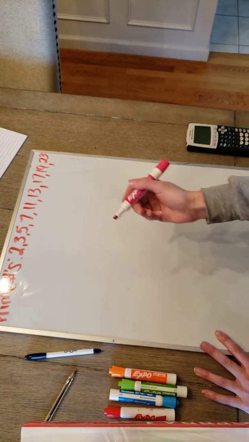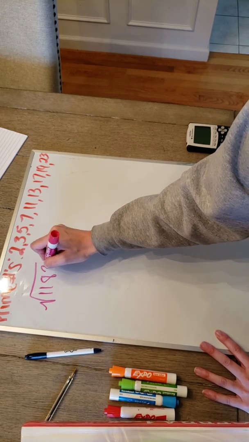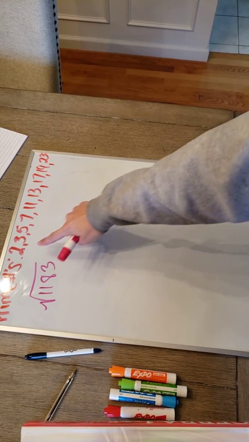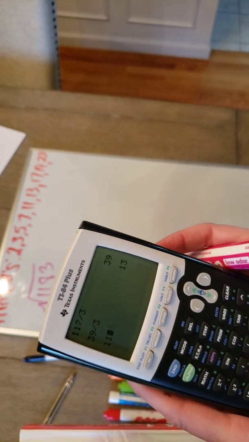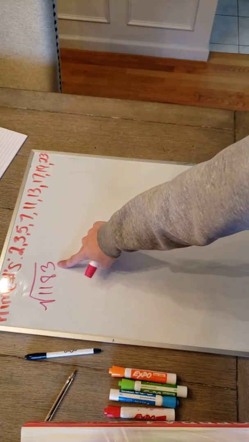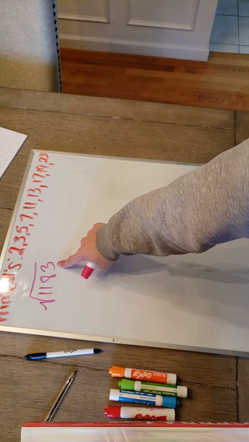So now let's up the ante a little bit. Say we have 1,183. So right off the bat, we know it's not divisible by 2. Let's check to see if it's divisible by 3. It is not. Will it be divisible by 5? No, because if you look at the last number, it does not end in a 0 or a 5.